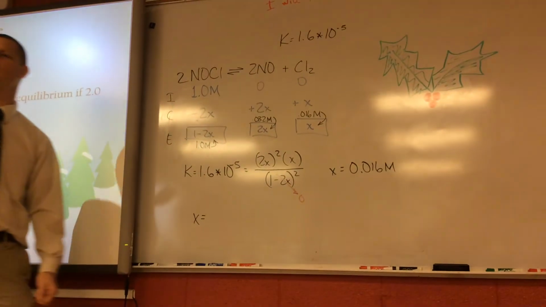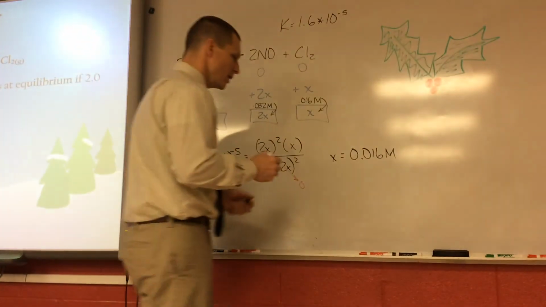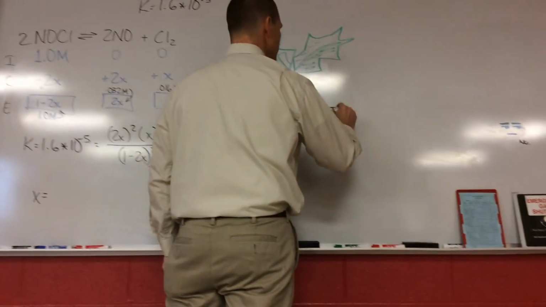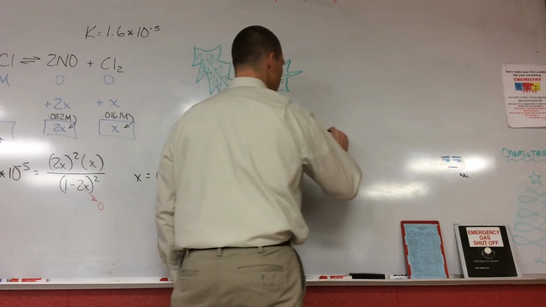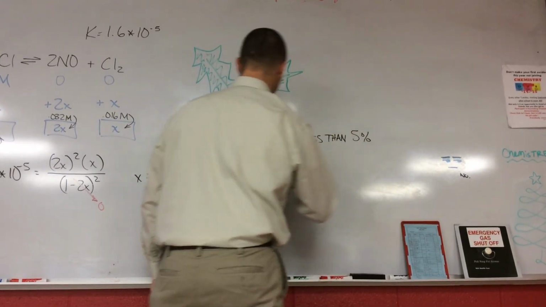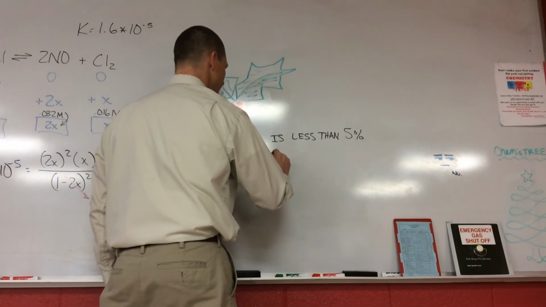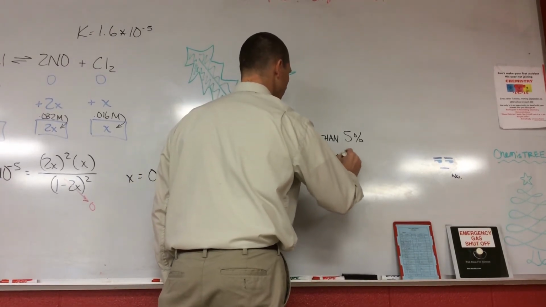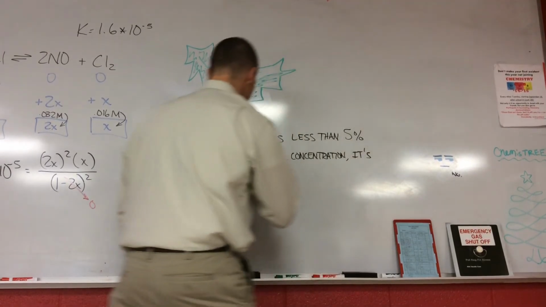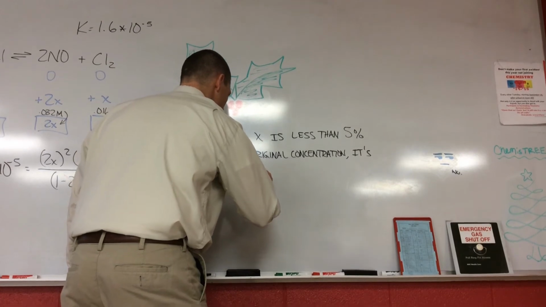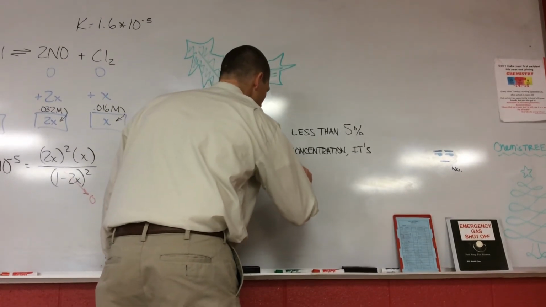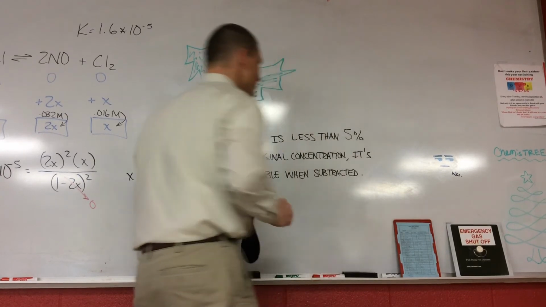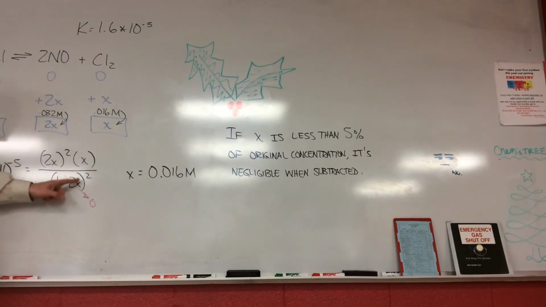Okay, why do we call this thing the 5% rule? Here's why. Because of this. I'm going to write this up here, then I'll show you mathematically. If x is less than 5% of the original concentration, it's negligible when subtracted. So since it's negligible, we ignore it. That's that part right there. That x was small, so it's negligible.